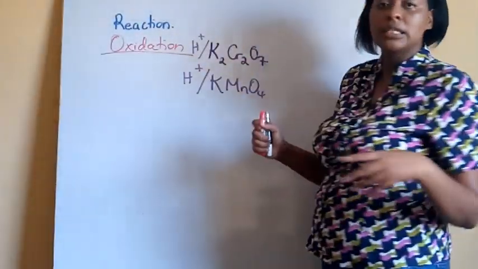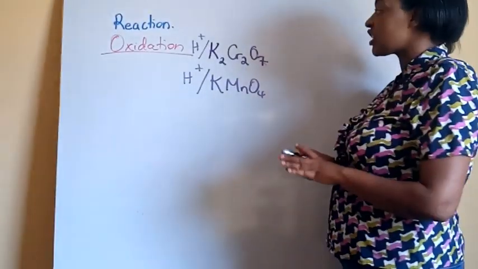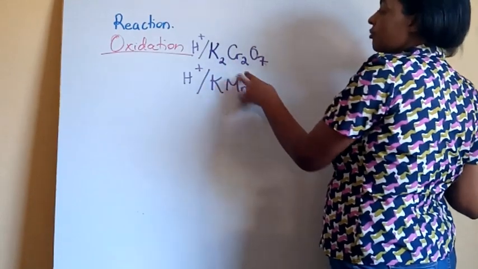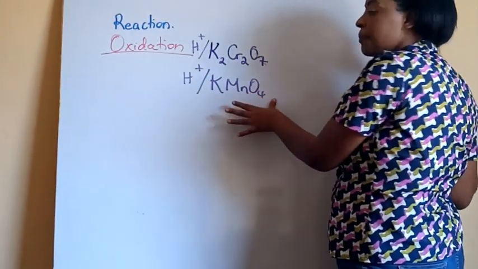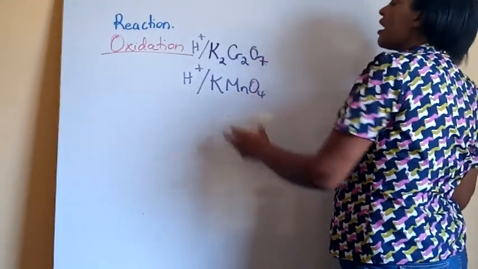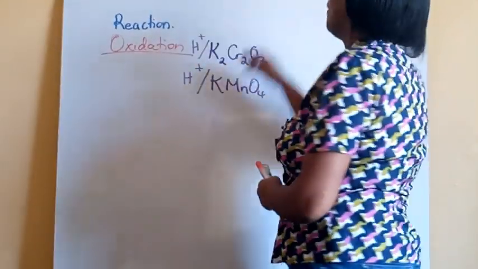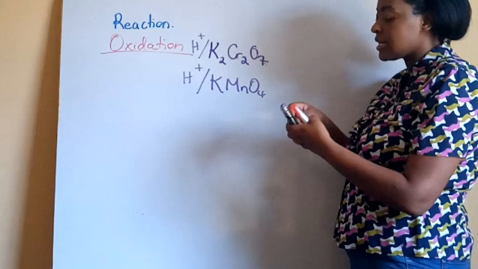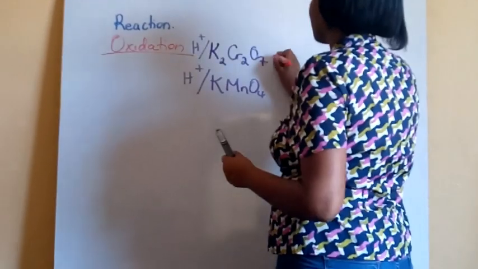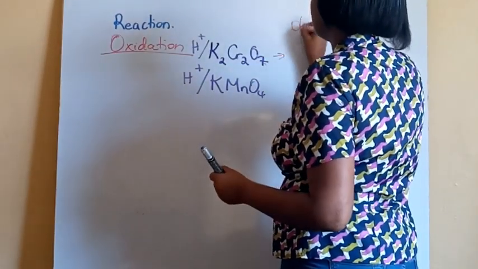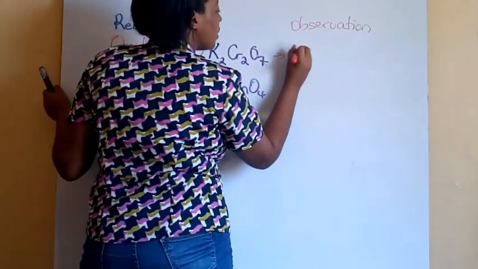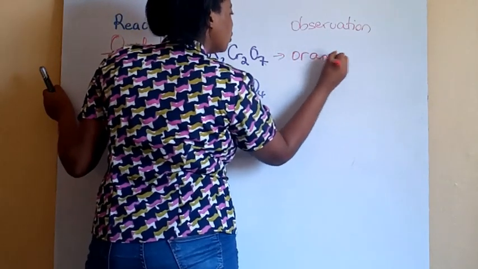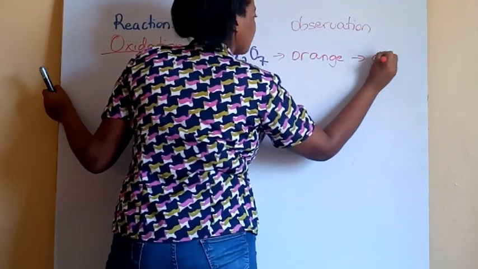Remember we said the condition for the oxidation reaction is acidified potassium dichromate. Sometimes we can use acidified potassium permanganate, because both of these are oxidizing agents. When we are using acidified potassium dichromate, these are the observations that we will see. It is going to move from orange to green.